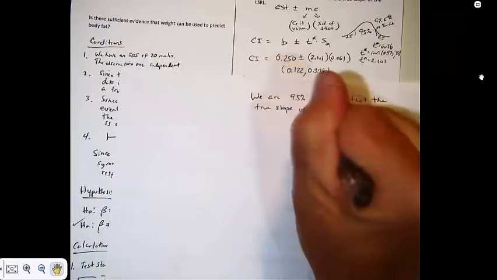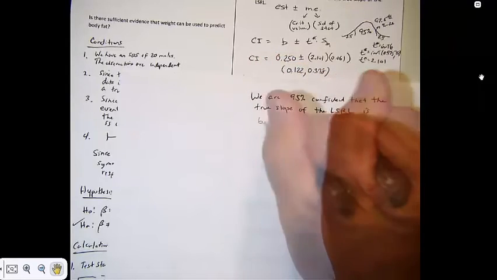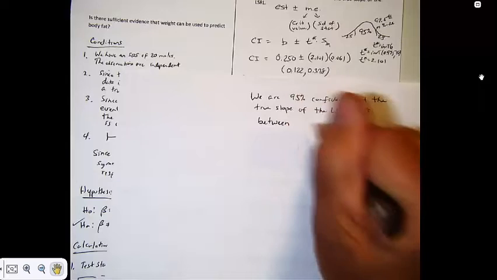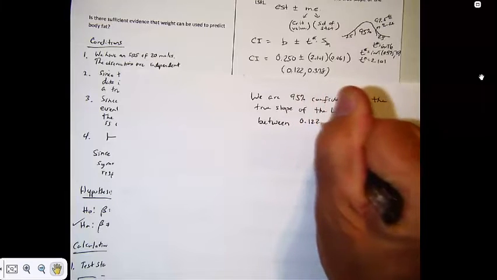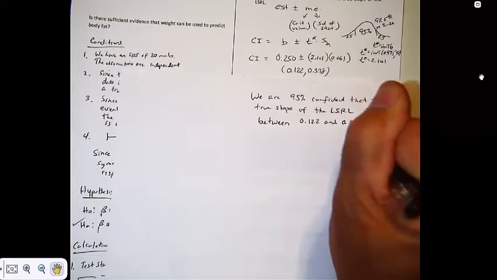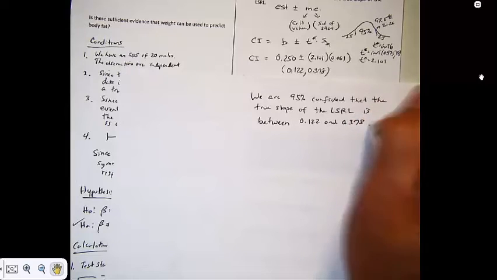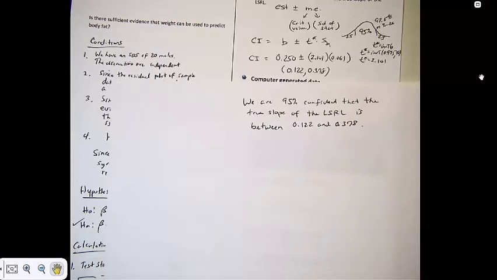the true slope of the least squares regression line is between 0.122 and 0.378. So if we were trying to see if weight could predict body fat percentage, we could definitely here reject H0 since 0 is not in our interval. Obviously there's a slope to this least squares regression line, so there is a linear relationship that we can establish between body weight and body fat percent.